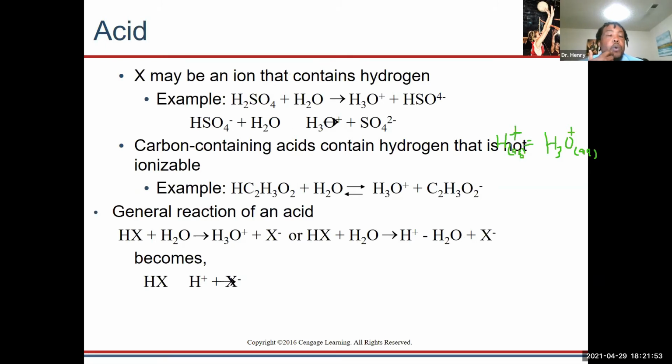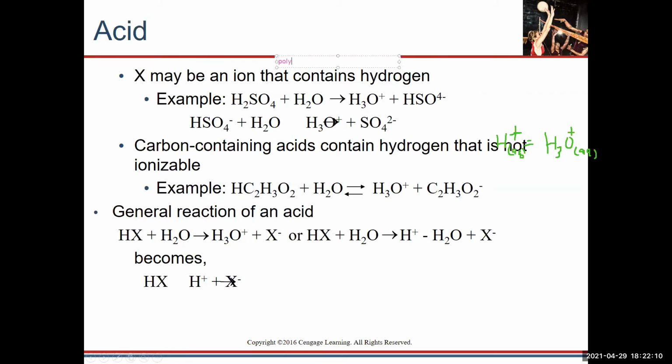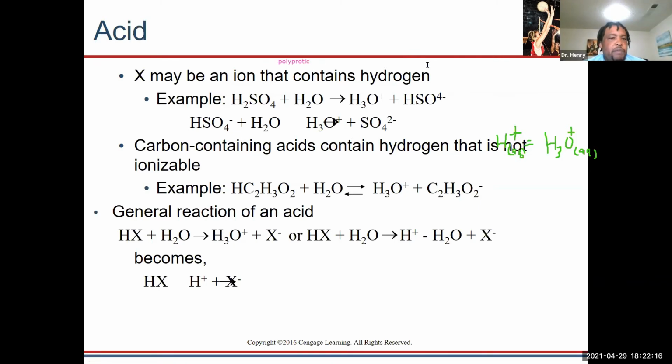So when an acid is able to lose more than 1 H plus, more than 1 hydrogen ion, it's called polyprotic. Polyprotic basically means it's able to lose more than 1 hydrogen ion. So it'll lose the very first one, and then later on, it'll go through and lose the next one. And again, I have to fix these slides.